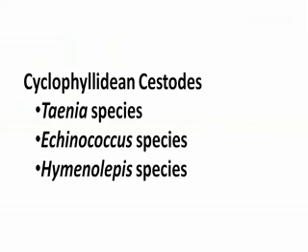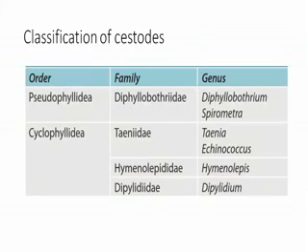Okay, in the continuation of last class, that is laboratory diagnosis of Taenia species. So first thing is, what are the morphological features of cestodes? Among that, what are the differences between pseudophyllideans and cyclophyllideans? In the cyclophyllideans, rostellum, hooklets, and four suckers will be there. That is the common feature between all cyclophyllideans.